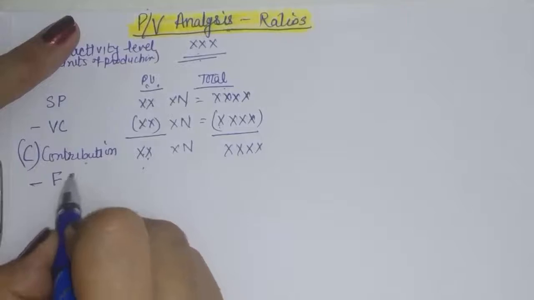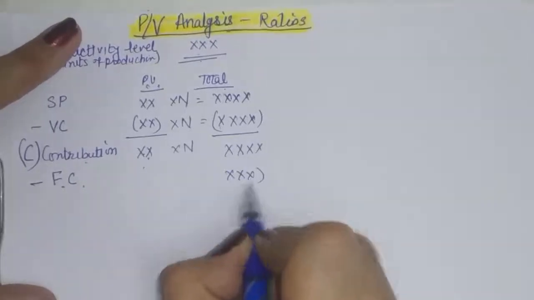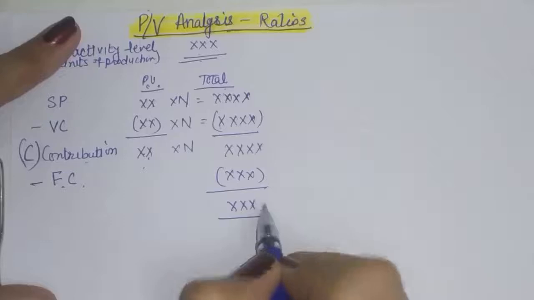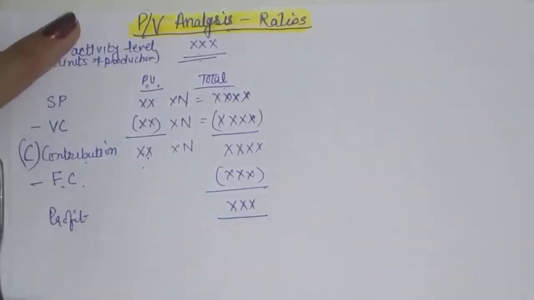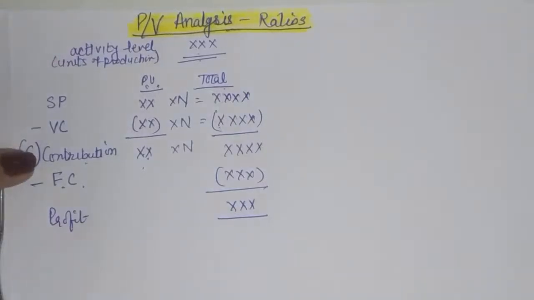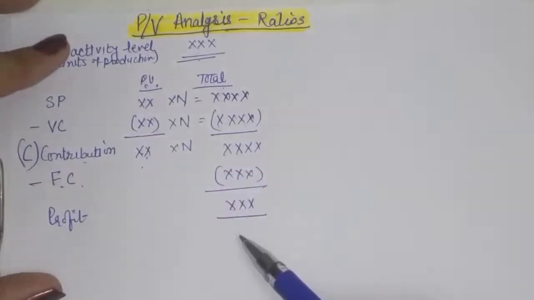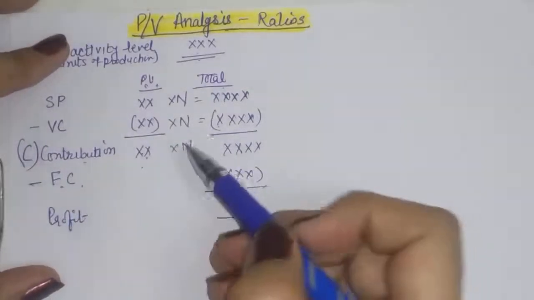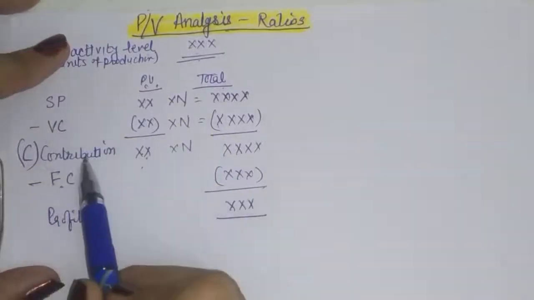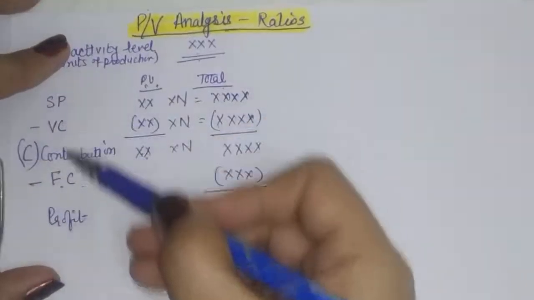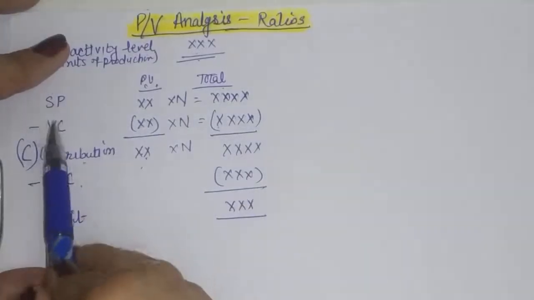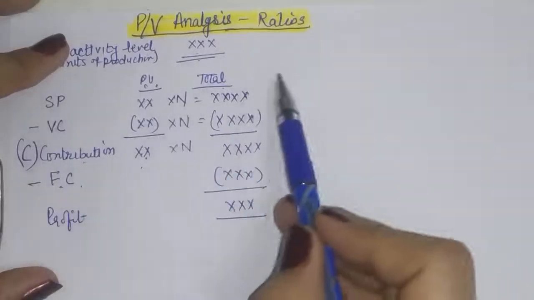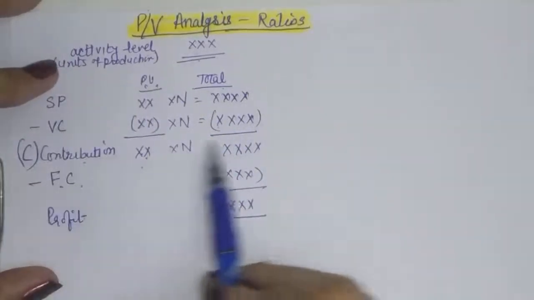Now from this contribution, if fixed cost is deducted, we get profit for the period. This is a marginal costing based cost sheet, wherein we calculate contribution first and then we calculate profit. Now we can make use of these components. These are the components in this PV analysis: selling price, variable cost, contribution, fixed cost and profit. These are 5 components. Fixed cost remain fixed at all levels. Variable cost and selling price, they move proportionately with the level of activity, and so is the contribution.